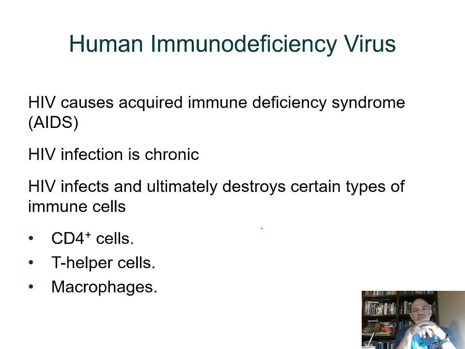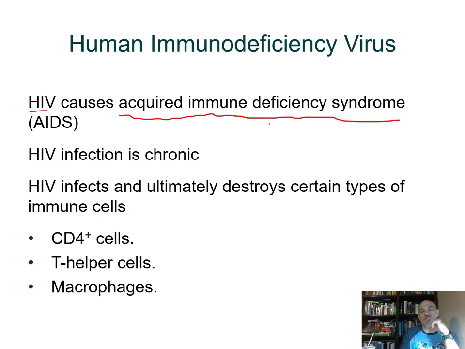So now we're going to look at HIV, or human immunodeficiency virus, and here HIV leads to the disease called AIDS, or acquired immunodeficiency syndrome. And so the disease is different than the name of the virus. The virus is HIV, which stands again for human immunodeficiency virus. And this is a chronic infection that we saw on the graph earlier.